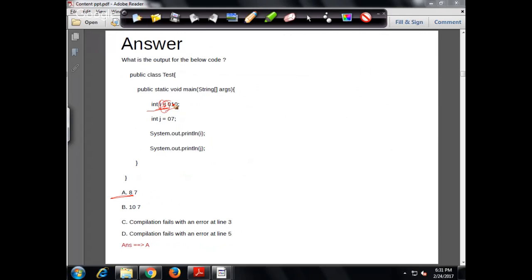We are able to convert it into decimals, right? So here we have base 8. When you convert 010 into base 8, an octal number, this is equivalent to 8. And the next integer, 07 in octal, is equivalent to 7. Hence, when you print i and j, the answer that will be printed is 8 and 7.